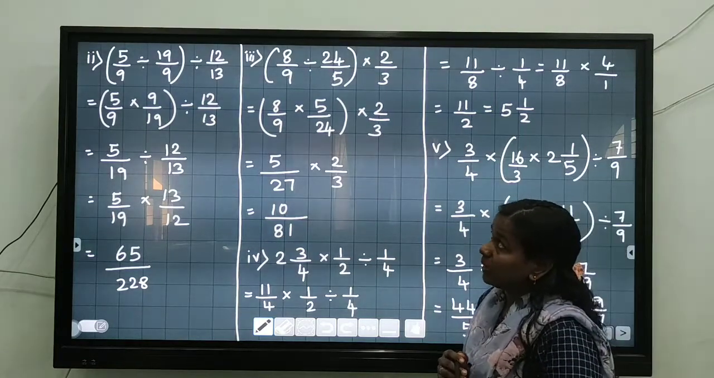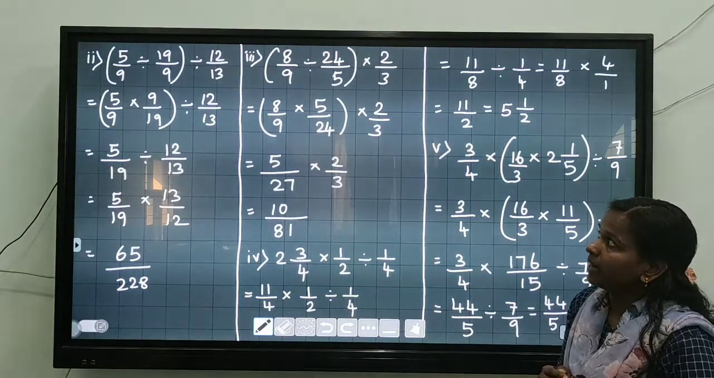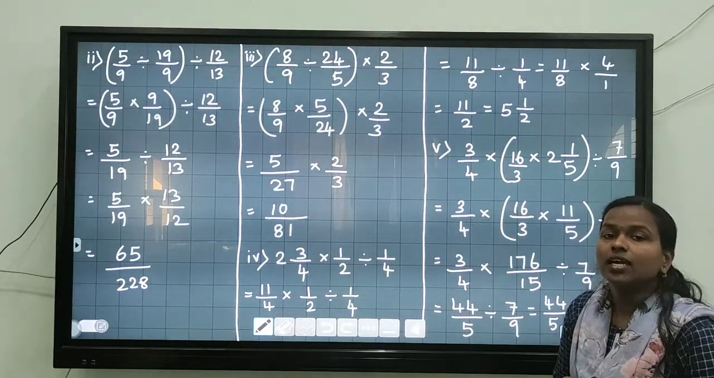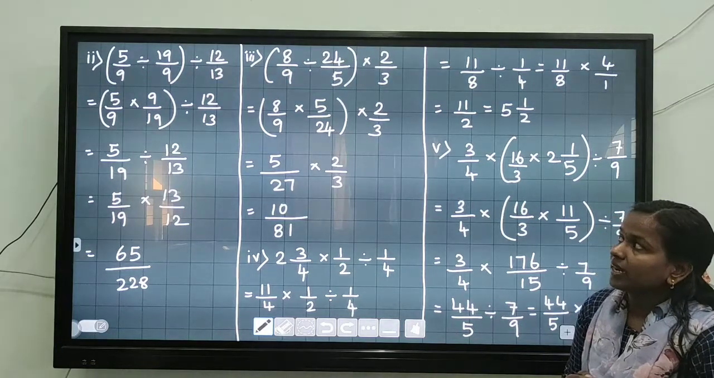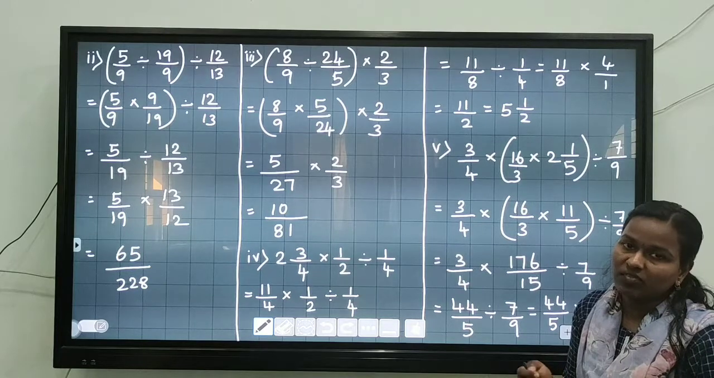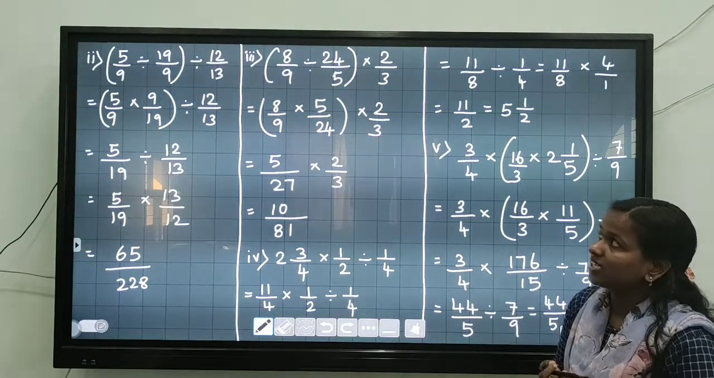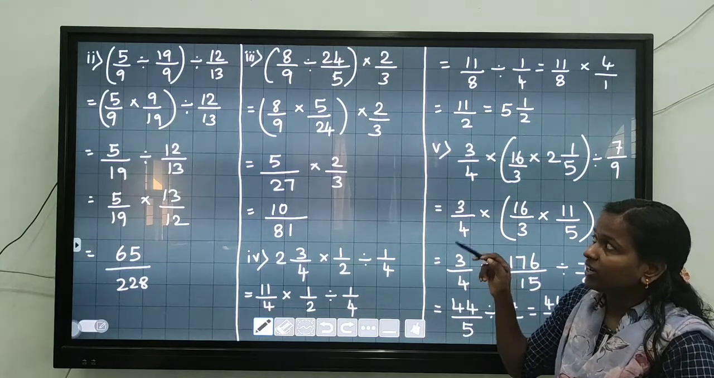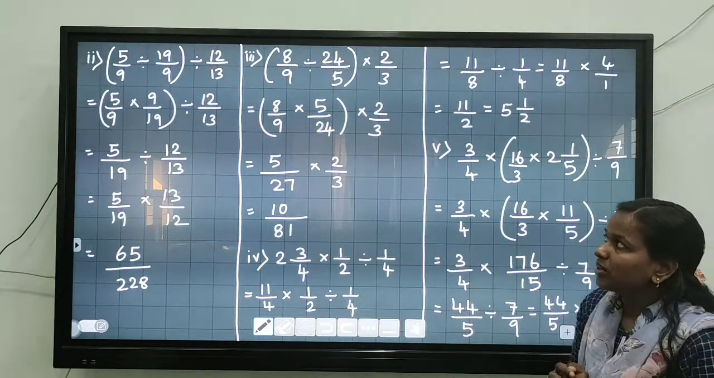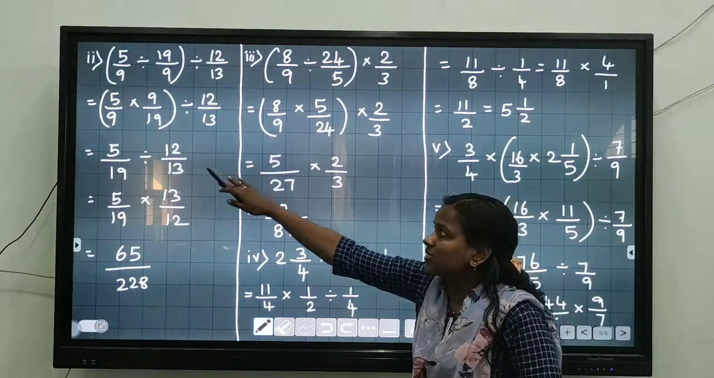Next one, next term 5 by 9 divided by 19 by 9 divided by 12 divided by 3. In this also first we have to solve which are given inside the bracket. So 5 by 9 I am writing as it is. Division I am changing because you have to find the reciprocal of that term. So changing division as multiplication and I am finding the reciprocal of 19 by 9. So it will become 9 by 19. So what is the remaining term? Divided by 12 by 3. So I am writing that one as it is.